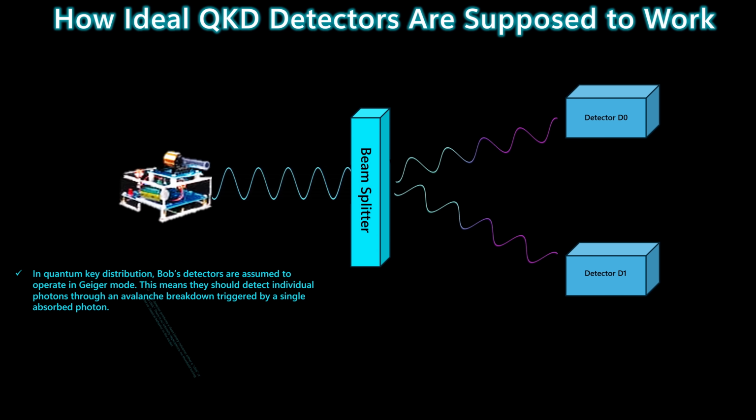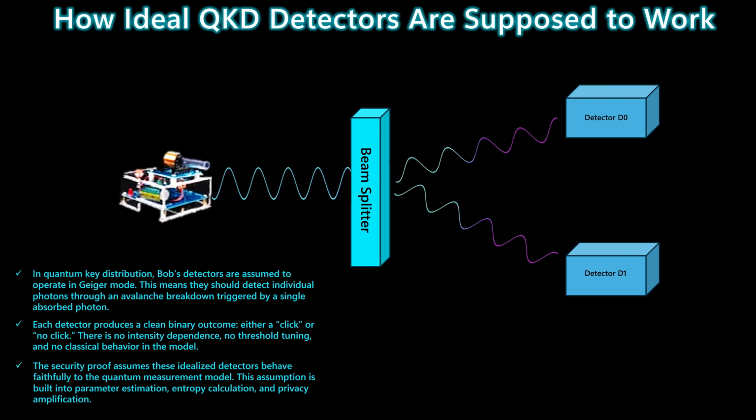Before we examine the blinding attack itself, we begin with the ideal detector model that all quantum key distribution security proofs rely on. In the standard framework, Bob's detectors operate in Geiger mode, where a single absorbed photon is sufficient to trigger an avalanche and produce a binary click. The probability of a click depends only on the quantum state arriving at the detector and on the intrinsic efficiency of the device. The detectors are assumed to behave as ideal single-photon sensors, and they do not respond to classical optical power in any meaningful way.